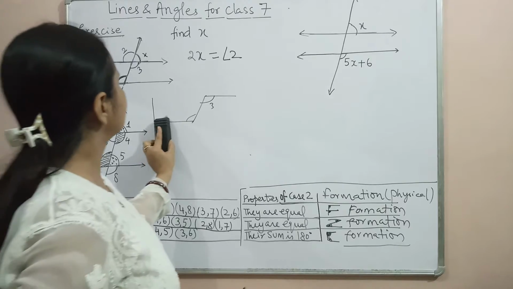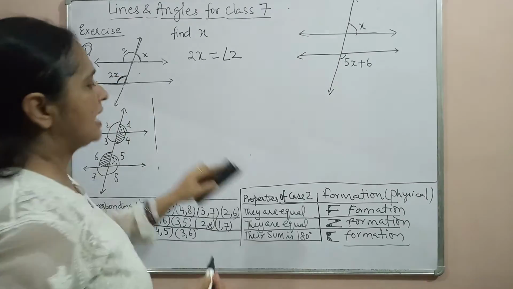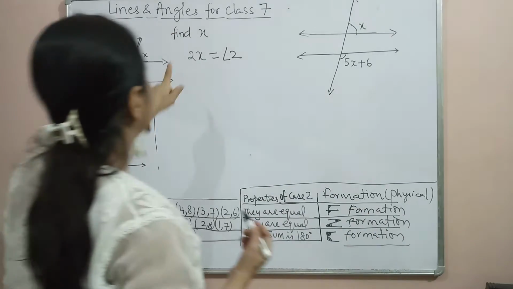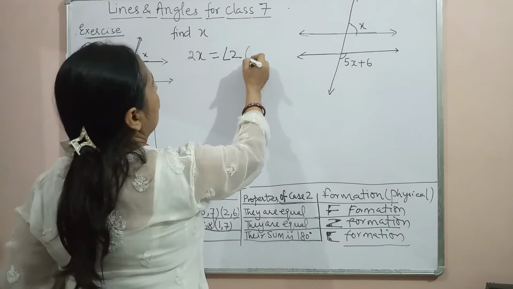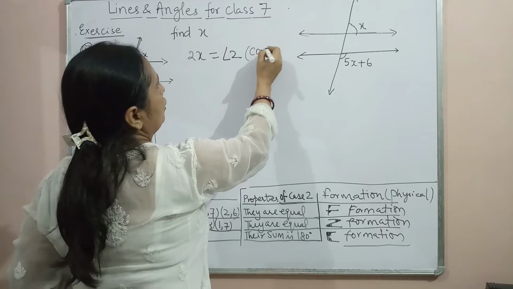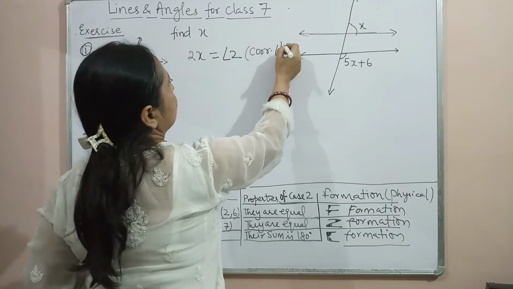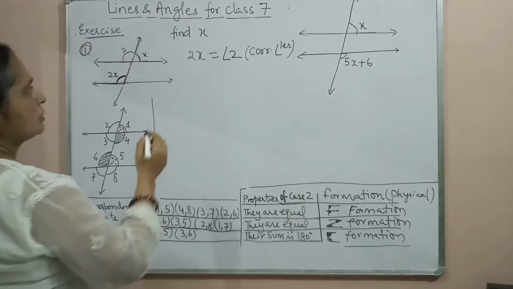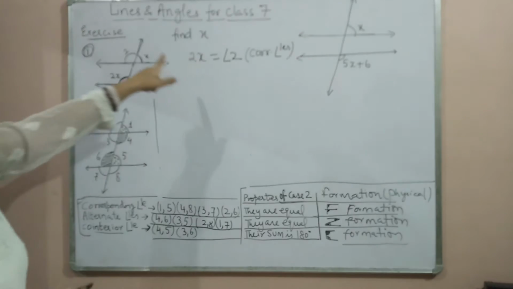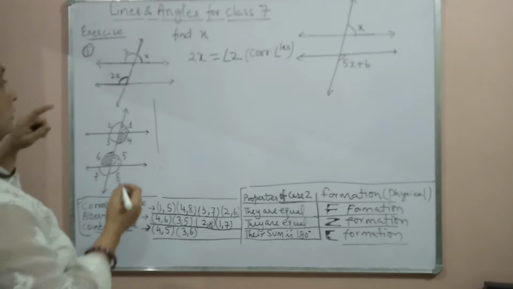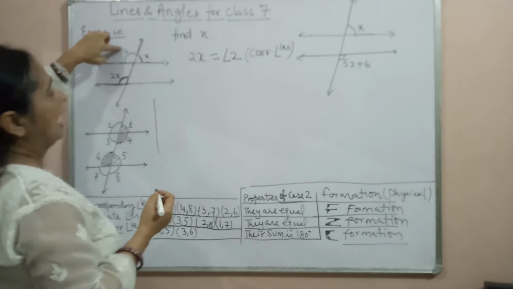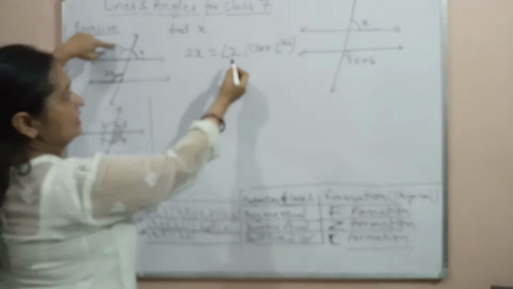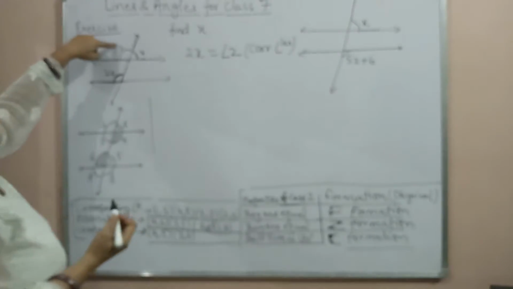So we have an option, and suppose I am taking only this connection, that is angle 2, then 2x is equal to angle 2. Why is this equal? Because they are corresponding angles. If they are corresponding angles, they have to be equal. So we have taken this. Now, can we find angle 2? Now our problem is how to find angle 2. Do we know the value of angle 2?